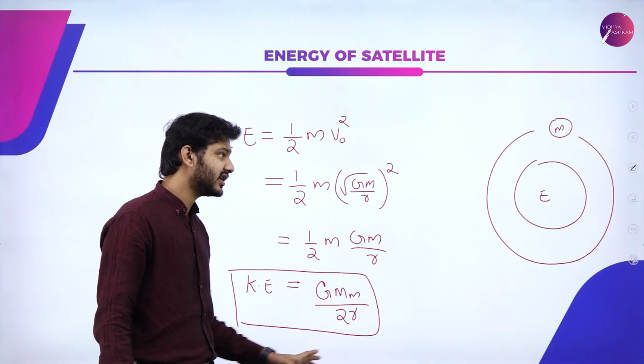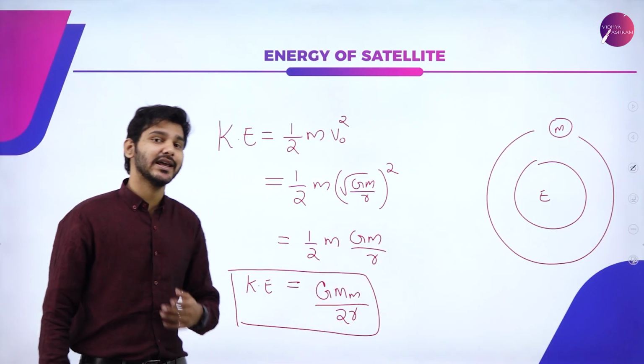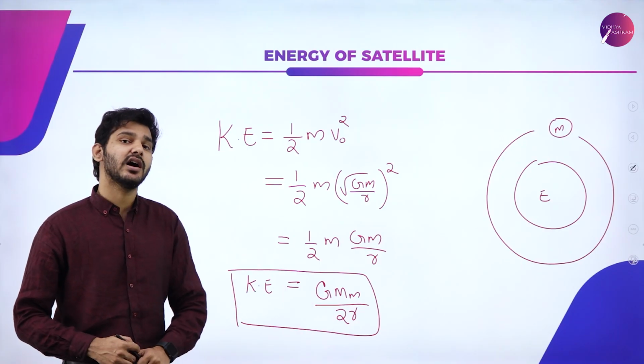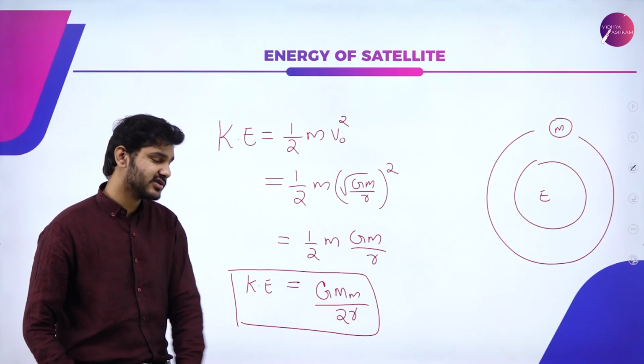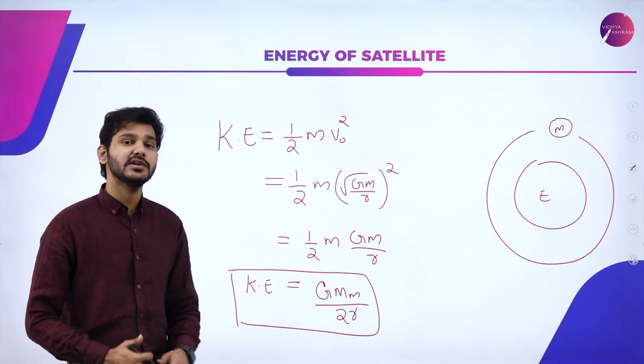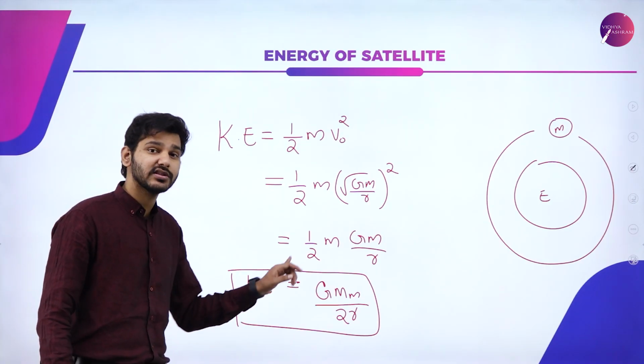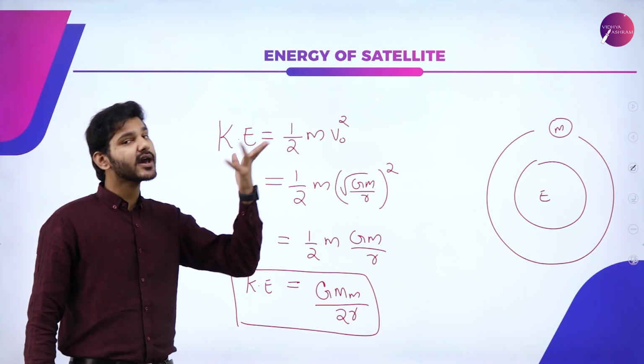So this will be the kinetic energy of the satellite which is orbiting a planet at a radius of r away from the planet, where m is the mass of the satellite and capital M is nothing but the mass of the planet. So this will be the equation in order to find kinetic energy.